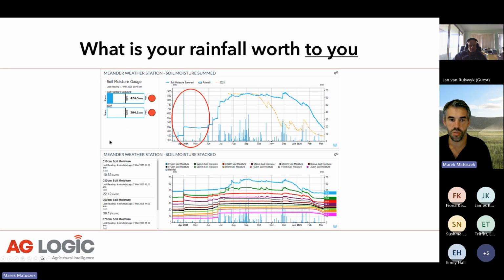So while this is technically, yes, an autumn break because it fell more than 25 mils in 3 days before Australia Day, it was part of our winter refill. It wasn't part of our autumn break. So that's a really good example of that.